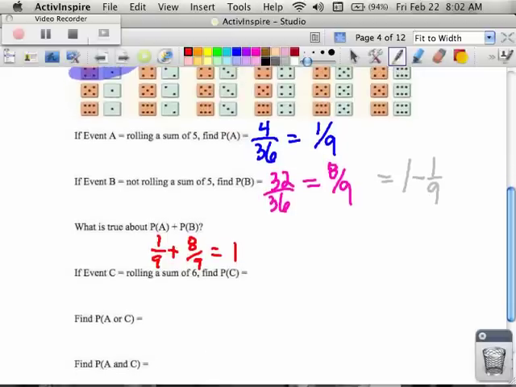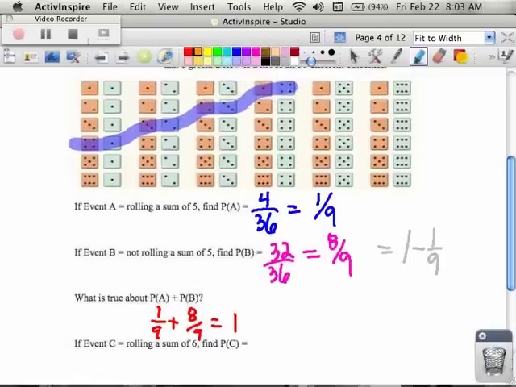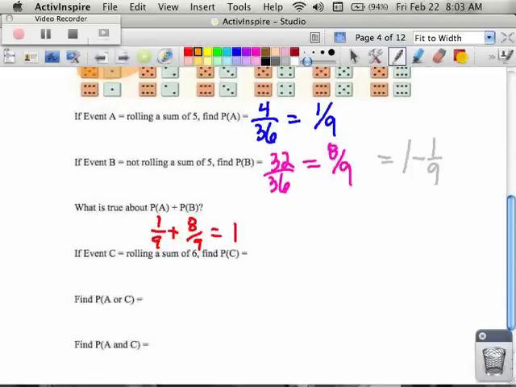In the next part, for event C, they talk about rolling a sum of 6. So I go back and again look in my diagram for where all the 6s are. Looking for all the 6s: 5 and 1, 4 and 2, 3 and 3, 2 and 4, and 1 and 5. So my probability of rolling a total sum of 6 would be, how many were there? 5, bless you, out of the 36.